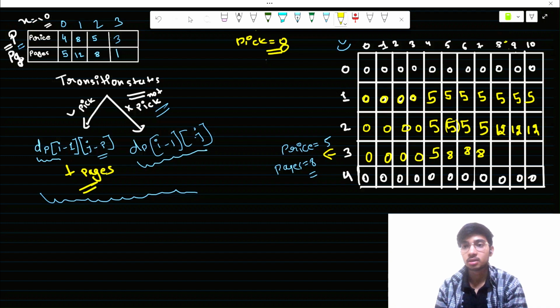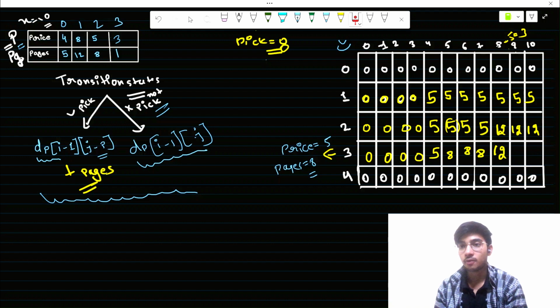Now for 8, you have to look at the 3. Right? You are left with the remaining price 3. Now for 3, the answer is 0. 0 plus 8 is 8. So 8, 12. Maximum is 12 because if you are not picking, you have the maximum number of pages, right? So the answer is going to be 12.